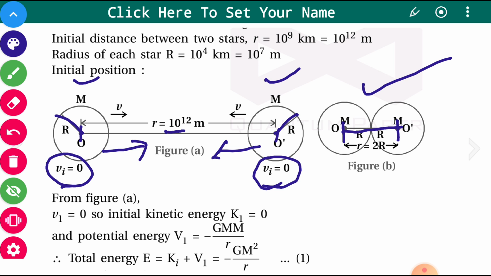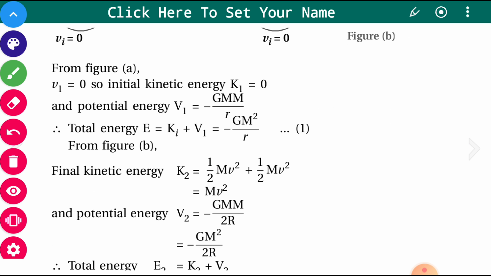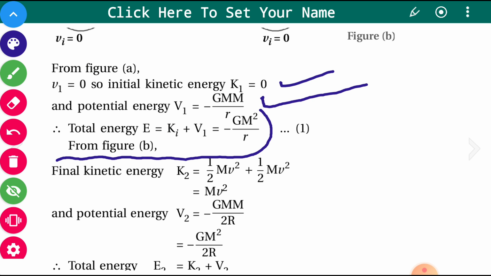Now this is explained here. Initially no velocity, so initial kinetic energy is 0. It has only potential energy initially, and that will be minus G m into m upon r, so minus G m square upon r will be the potential energy. So total energy initially will be equal to minus G m square upon r, because kinetic energy is 0.